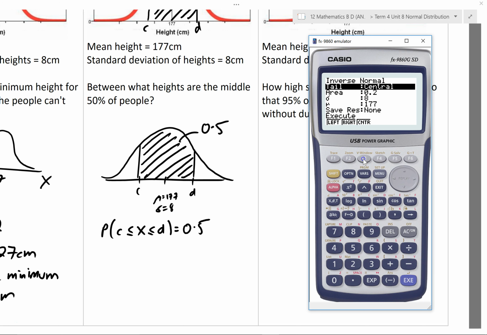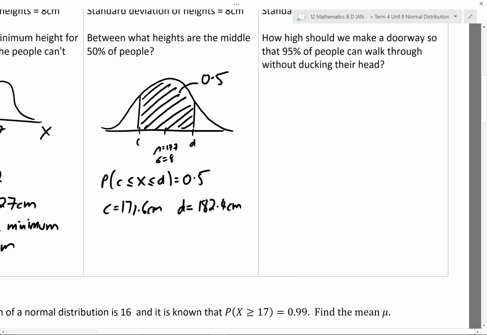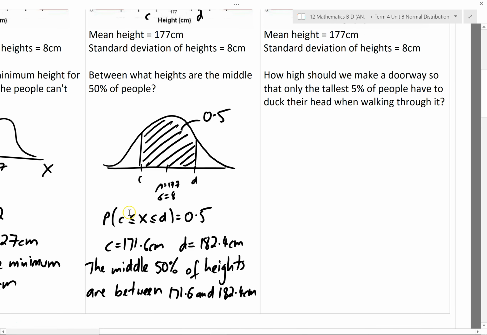Again, graphics calculator, this is a lot easier than it was 10 years ago. I have a center area, which is 0.5, and my mean and standard deviation have stayed the same. This will provide me with the range of heights. So C is 171.6, and D is 182.4. And again, write some sentence like the middle 50% are between those two values.